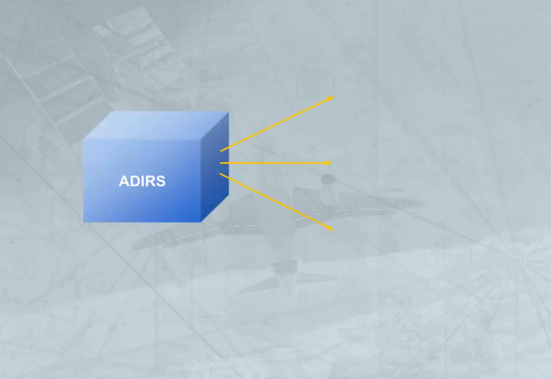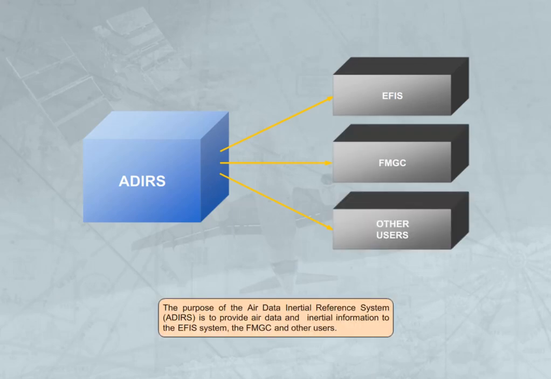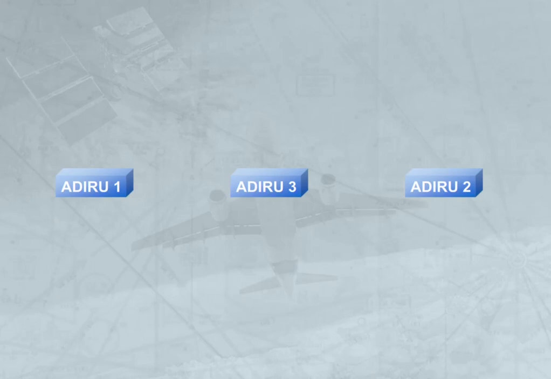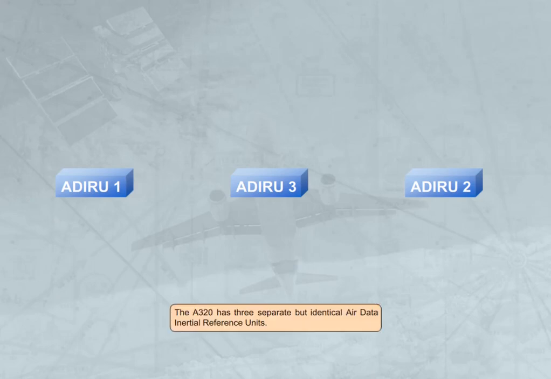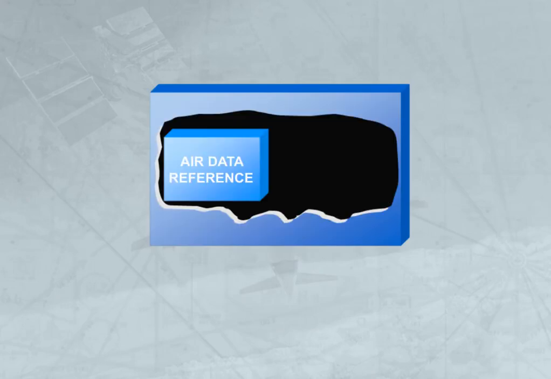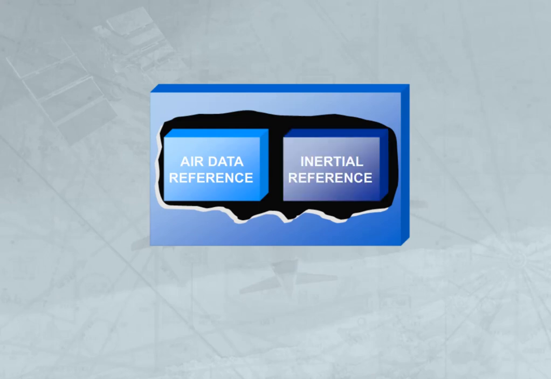The purpose of the Air Data Inertial Reference System, ADIRS, is to provide air data and inertial information to the EFIS system, the FMGC, and other users. The A320 has three separate, but identical, air data inertial reference units. Each ADIRU combines an air data reference computer, or ADR, and a laser gyro inertial reference system, or IR.